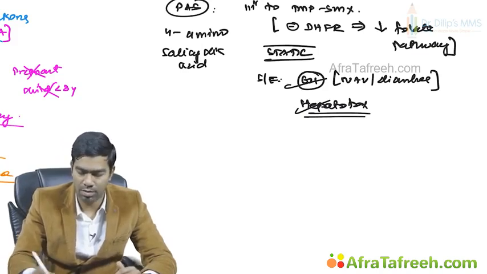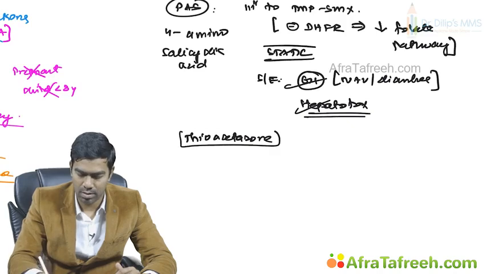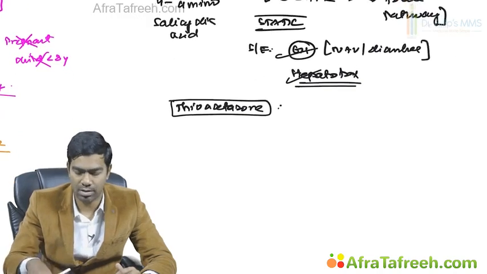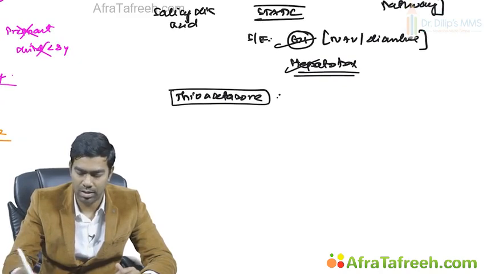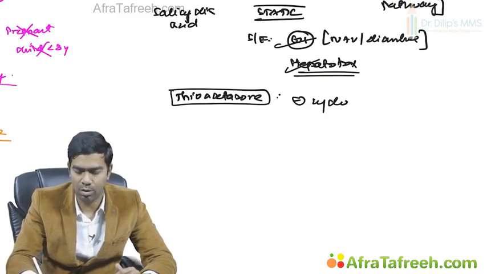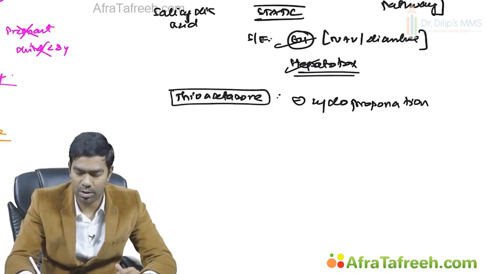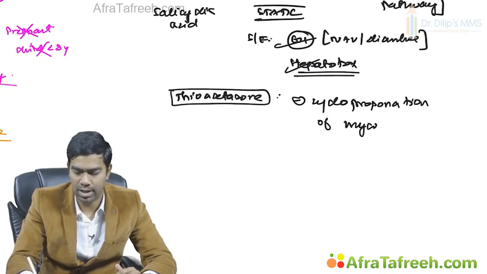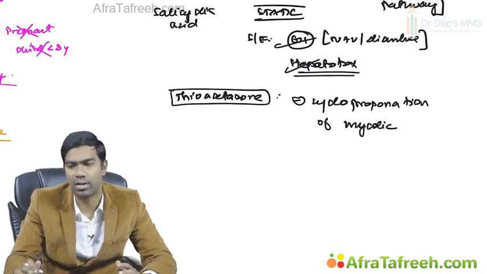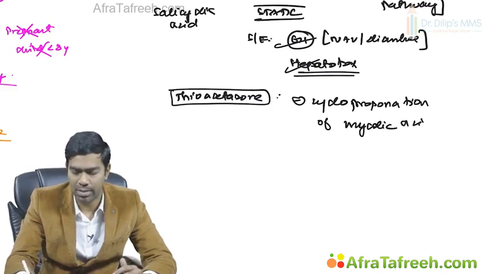Then the second drug we are going to discuss is thiacetazone. Thiacetazone's mechanism of action is inhibition of cyclopropanation. This word is very important. Cyclopropanation of mycolic acid, and this is an activating step actually. We call it activation of mycolic acid by cyclopropanation. Then only they can be added to the cell wall and the cell wall will become stronger.